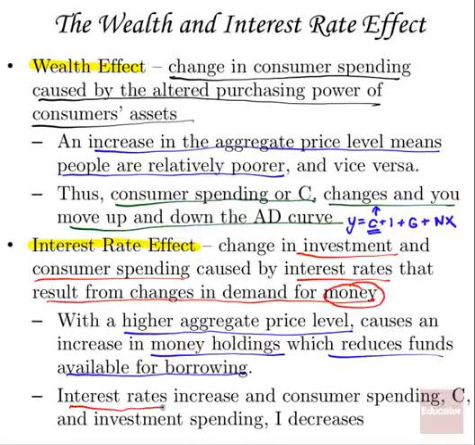So the interest rate increases, and consumer spending, which is the C, and investment spending, which is the I in the macroeconomic equation, are going to go down here. And if they go down, then also the aggregate output goes down. So that's the reason why the aggregate demand curve is going to be downward sloping here.